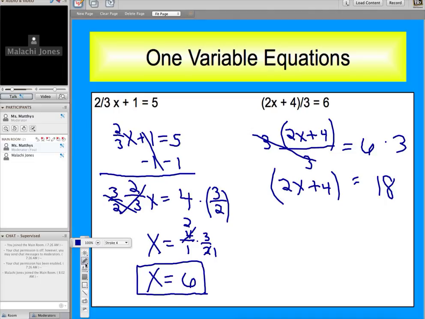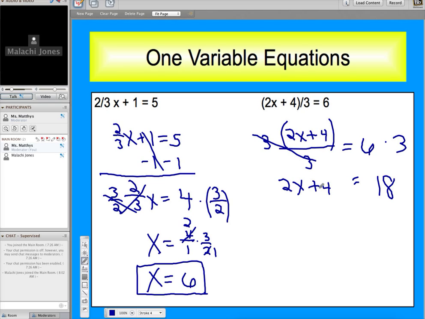Now, here's something really cool, Malachi. If you look at the parentheses of 2x plus 4, is there anything in front of those parentheses? No. So if there's nothing in front of the parentheses, I don't need them anymore. If there's a number in front, like a 2, then I would distribute. There's nothing to distribute, so these parentheses can go away. So now I have 2x plus 4 equals 18.